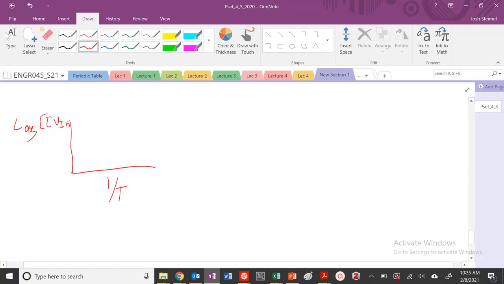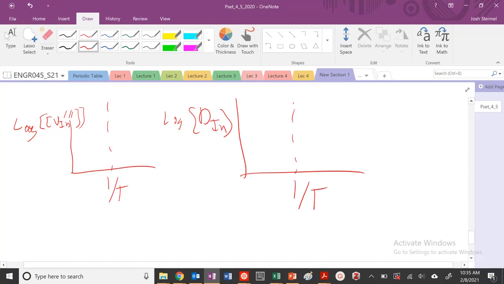vacancy in indium, which we know is going to be 1, 2, 3. And then we also want to plot the diffusion of the host cation, which is going to be indium, log D as a function of 1 over T. Now, I know I'm going to have an intrinsic and an extrinsic reaction, because of the problem statement. If my temperature is high, what is 1 over T? Very, very low. At high temperatures, what dominates?